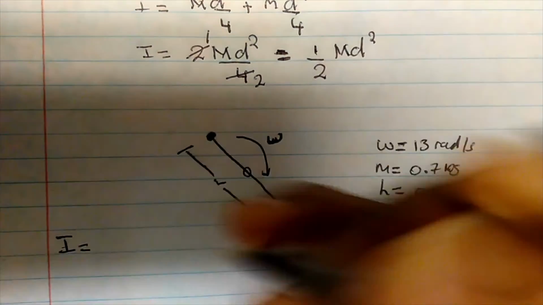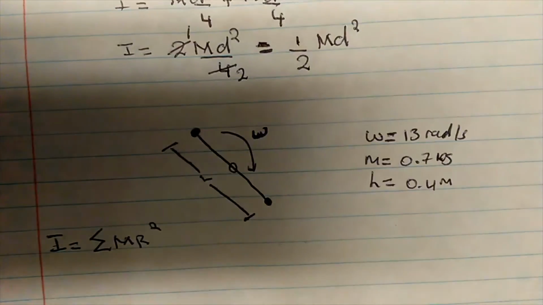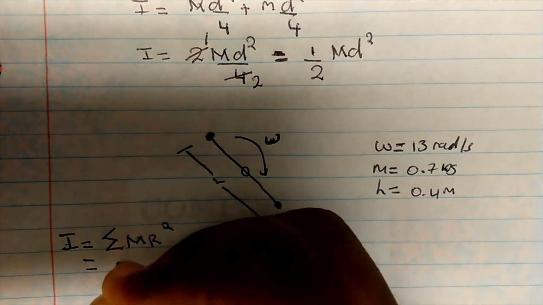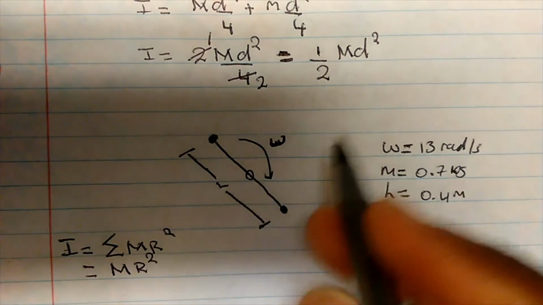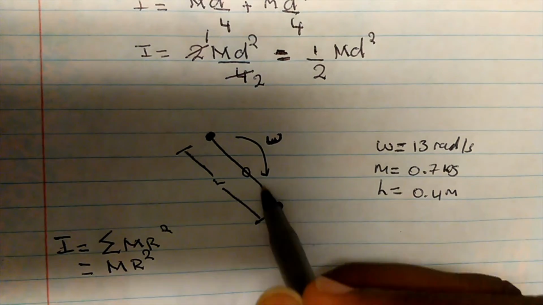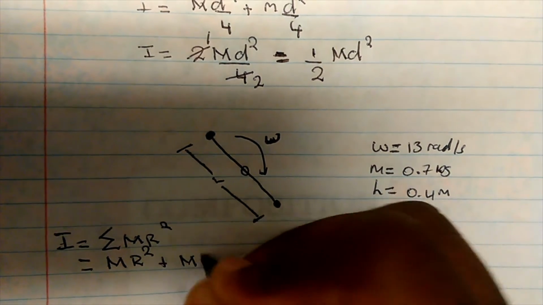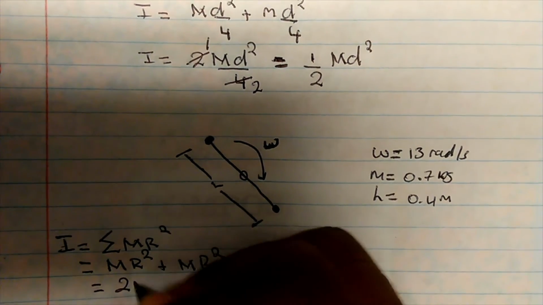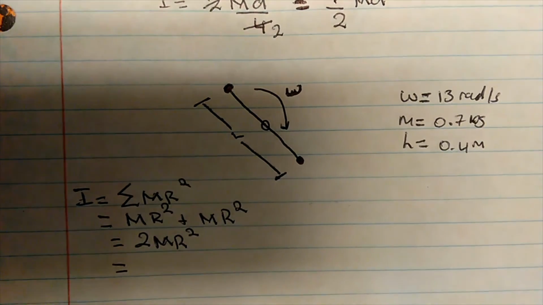Okay, well, we know the moment of inertia is just equal to the sum of my m r squares. Now I have two masses, okay? So this becomes my mass times r squared. So from the center of mass to one of my balls, that's an r. So r squared, plus mass times r squared for the other one. So in other words, we have 2 times the mass times r squared. And so now this becomes a plug and chug.